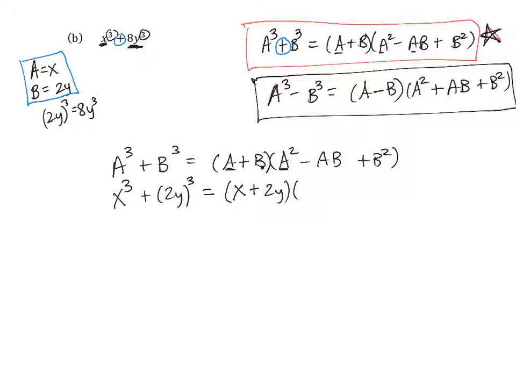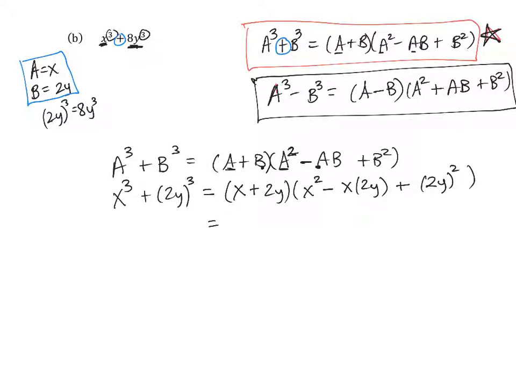Okay, this a is replaced with x, and then I need to copy down the squared. Then I need to copy that minus. Okay, then I need to put in what my expression is for a, which is x, and then my expression for b, which is 2y. And then it's always plus b quantity squared.